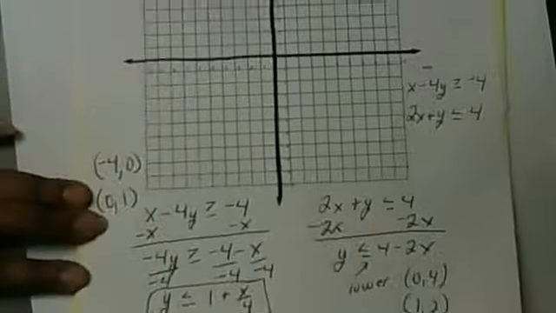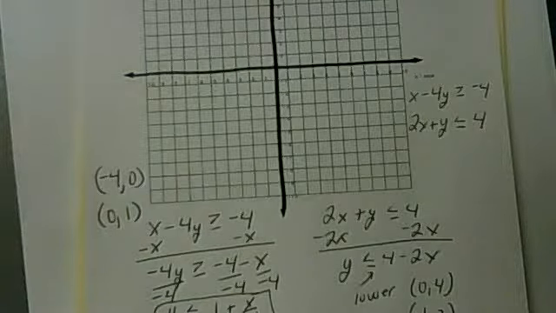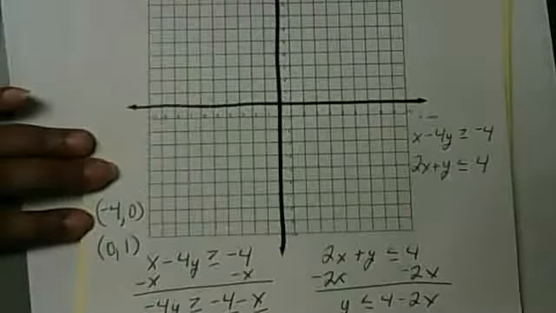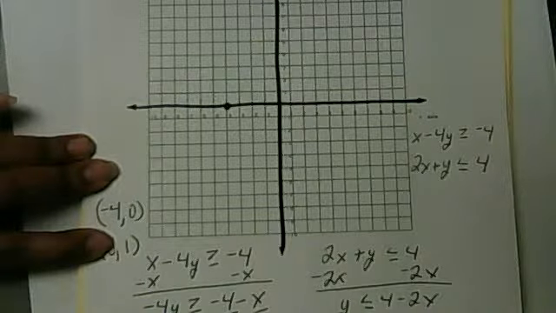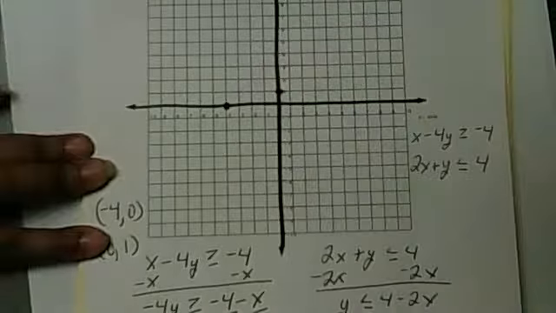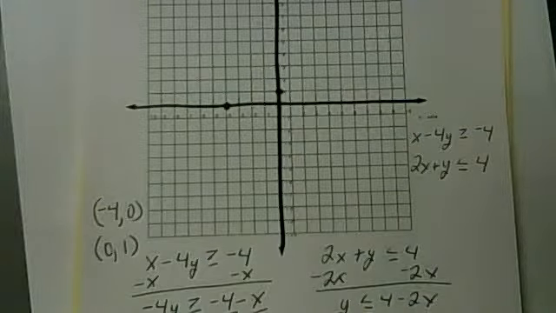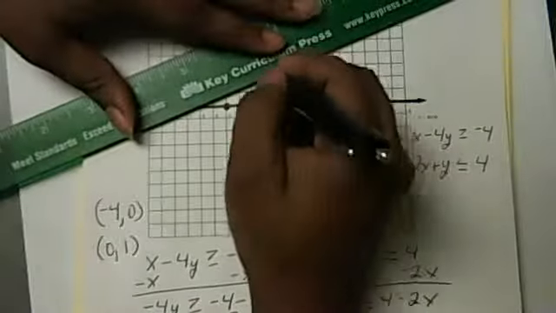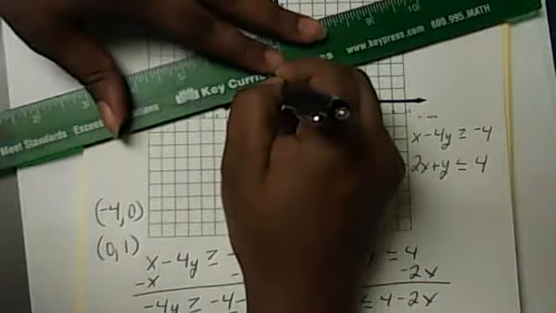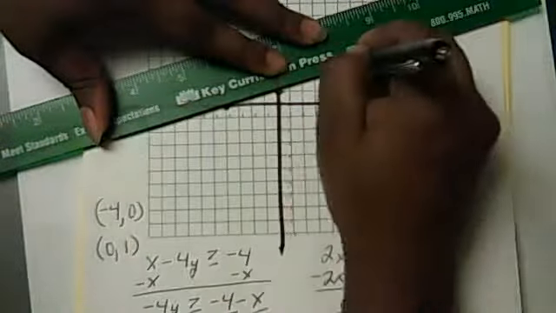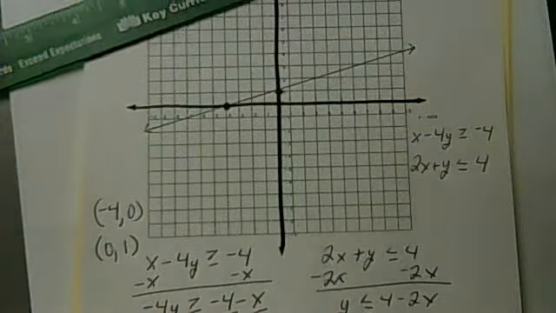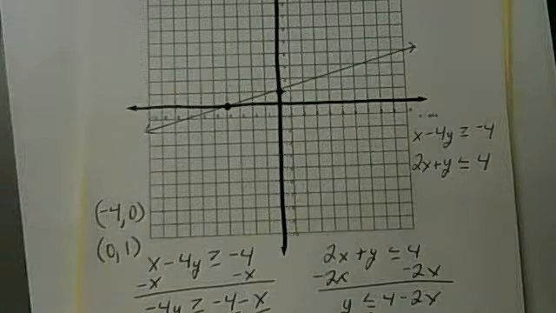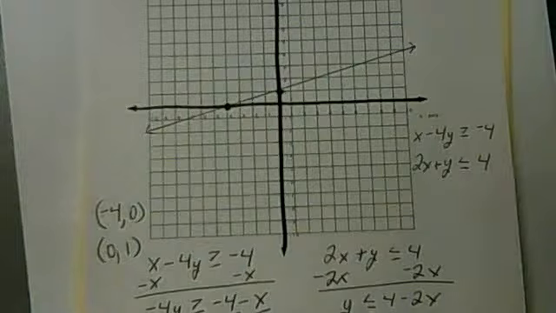I'm going to start with this one, graphing the point negative 4, 0, which is going to be here. And then my other point I'm going to graph is 0, 1, right there. I'm going to take my ruler. Since I'm not using my math lab, if you did that in my math lab, of course, it would pop up the ruler. I'm going to draw that line. And of course it's a solid line because the equal to sign makes it solid.